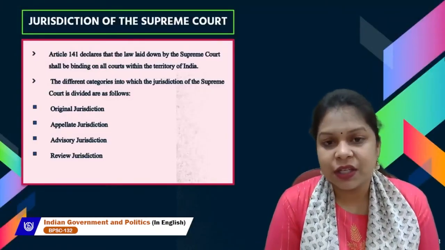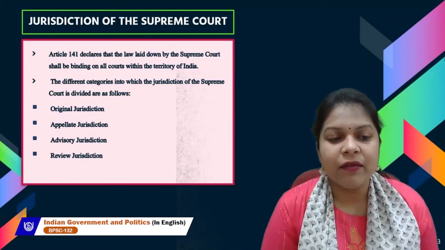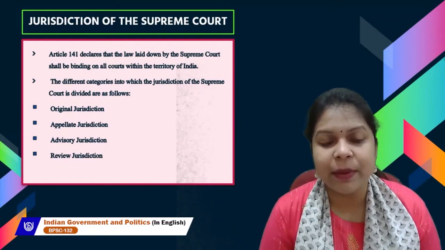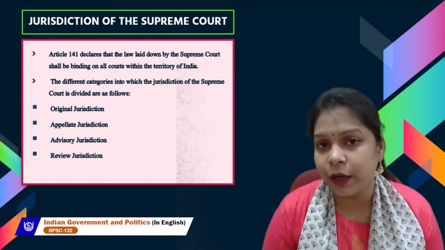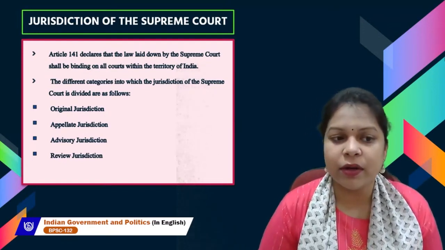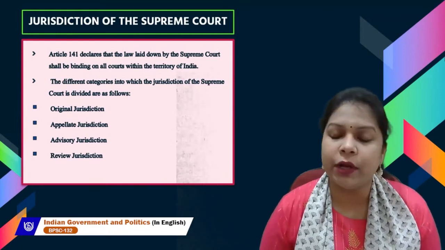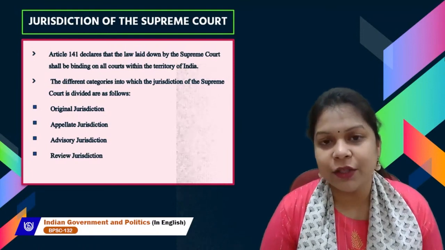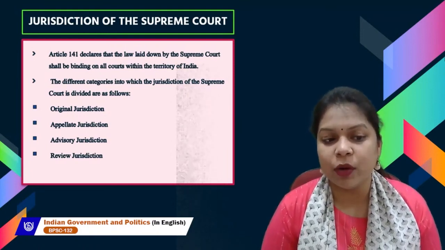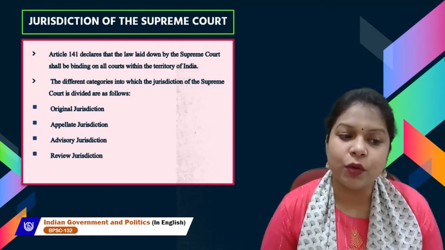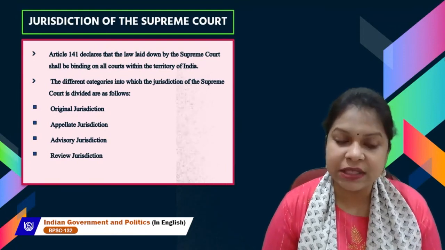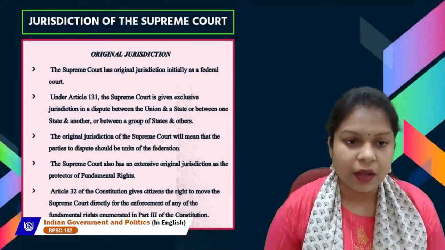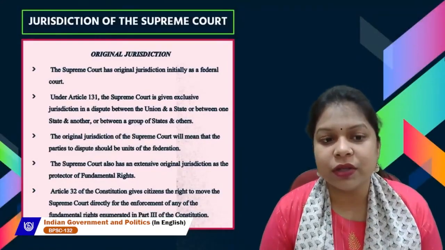Let's talk about the jurisdiction of the Supreme Court. Article 141 declares that the law laid down by the Supreme Court shall be binding on all courts within the territory of India. We have discussed it, but it is Article 141 which declares it. There are different categories into which the jurisdiction of the Supreme Court is divided: first is original jurisdiction, then appellate jurisdiction, advisory jurisdiction, and review jurisdiction.